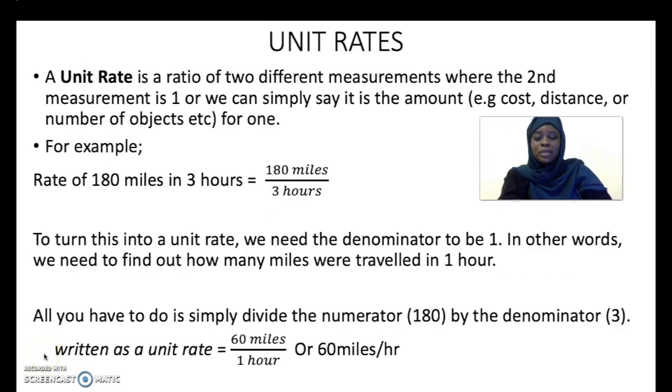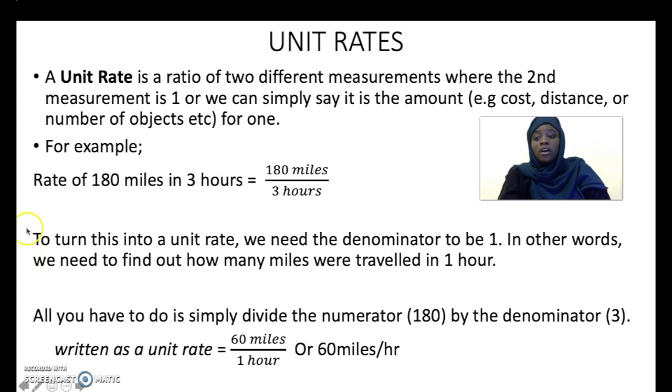Rates are used by people every day, and it can be expressed as a quantity for one, such as 2 feet per second or $1 for a Coke, and we say it is a unit rate. A unit rate is a ratio of two different measurements where the second measurement is 1, or where we can simply say it is the amount for one item.